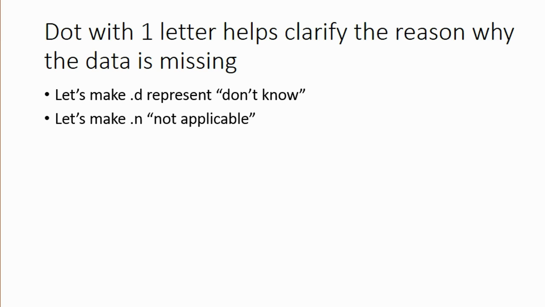As I mentioned a moment ago, sometimes you need to clarify the reason why the data is missing. In order to do that, you should put the same dot that I put with one and only one letter next to the dot. And that will help clarify the reason why the data is missing. So, let's make .d represent the response don't know. And let's make .n the response not applicable, which means the question does not apply to the respondent.